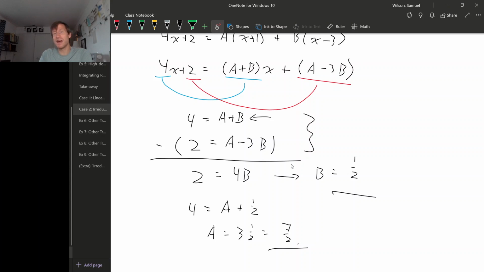This trick of multiplying everything out and then setting coefficients equal is a pretty slick trick, but it still just gives you a system of linear equations, so it doesn't get you out of having to solve this linear system.